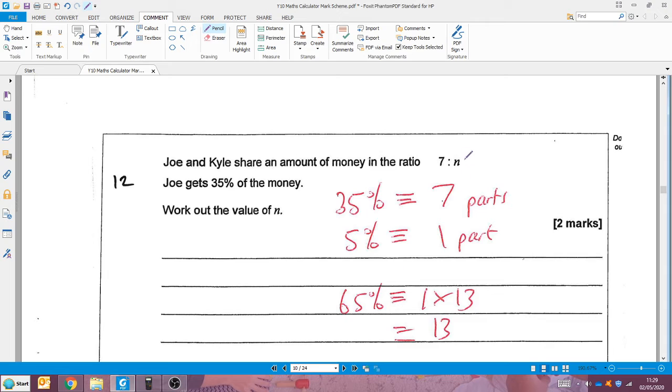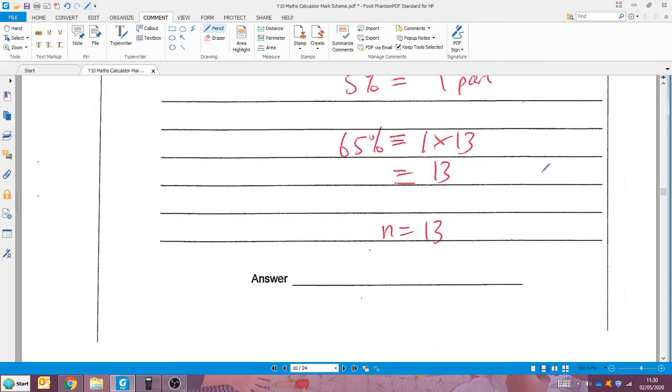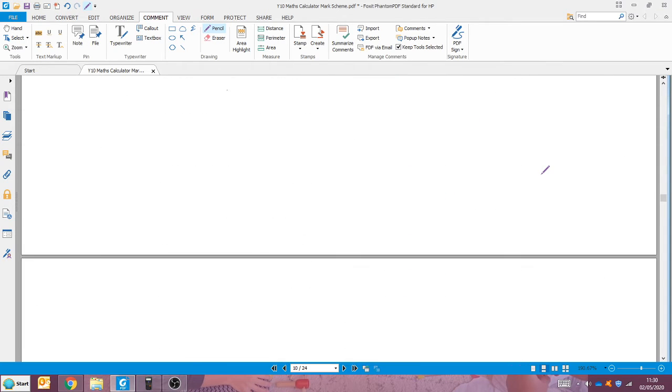5%, and so the remaining 65% must go to Kyle, and therefore I think it's going to be 13 parts to make 65, because 5% times 13 makes 65%, which is the leftovers, so therefore the missing number n is 13. I told you I probably overdid it for 2 marks, but n is 13. So 7 to 13 is like having 35% to 65%. That's what I'm trying to say. Next.